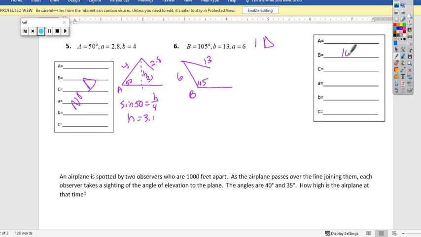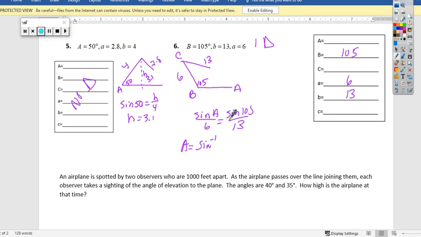The information I know is that B is 105, side B is 13, and side A is 6. This is just a regular law of sines problem. Since this is side A, that's going to make this angle A, the side across, and this guy angle C. So if I want to find the sine of A over 6 is going to equal the sine of 105 over 13. Again, we need that inverse trig to find an angle.